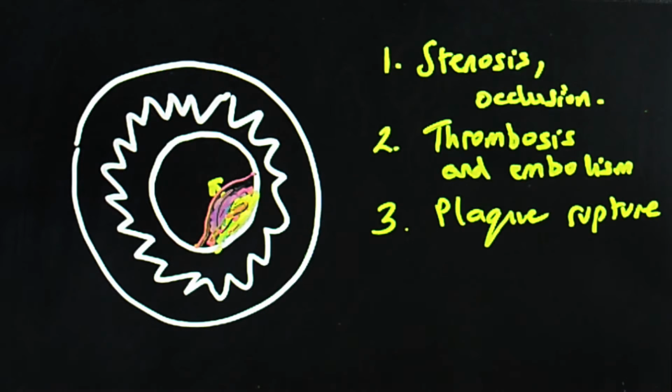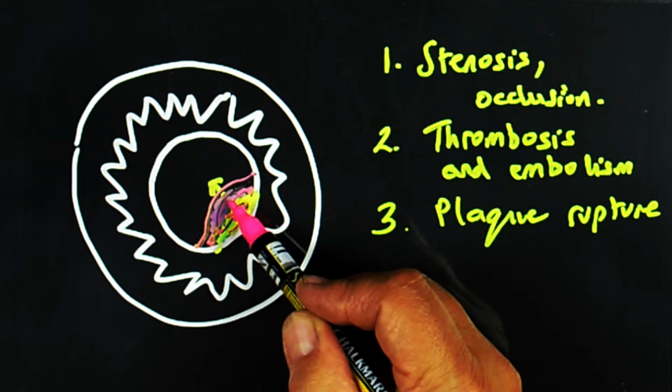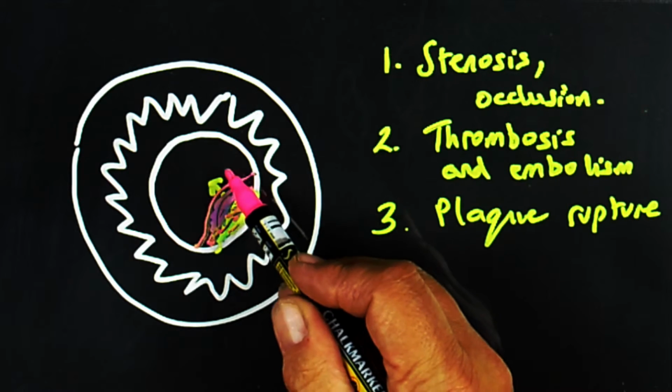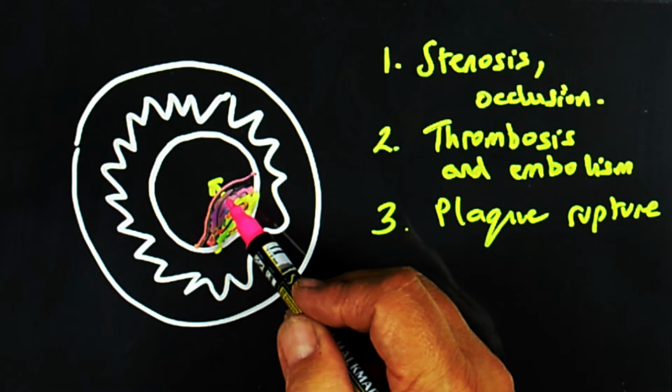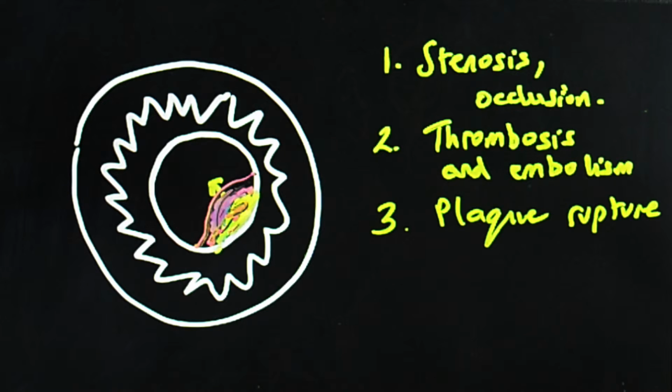One can imagine that as this rupture occurs, often some of the atheromatous debris itself will be exposed to the vessel lumen and shower into the lumen and distally, causing atheromatous debris itself to embolize with possible complications.